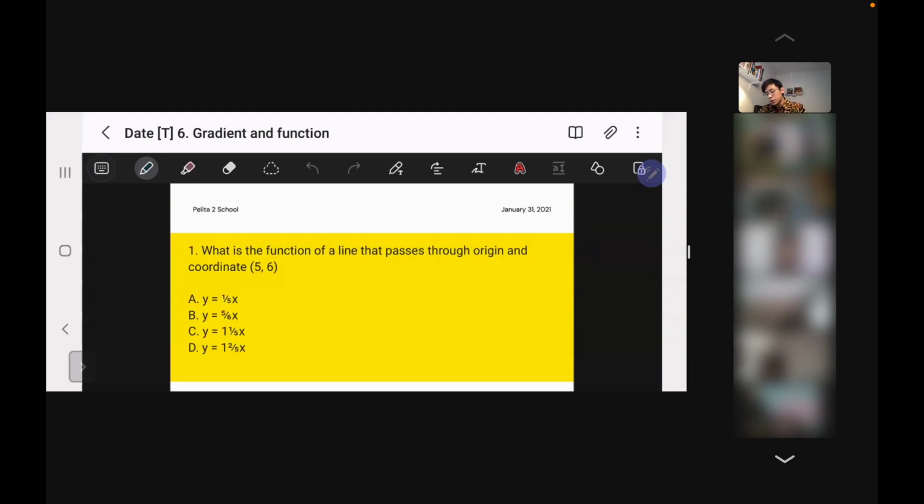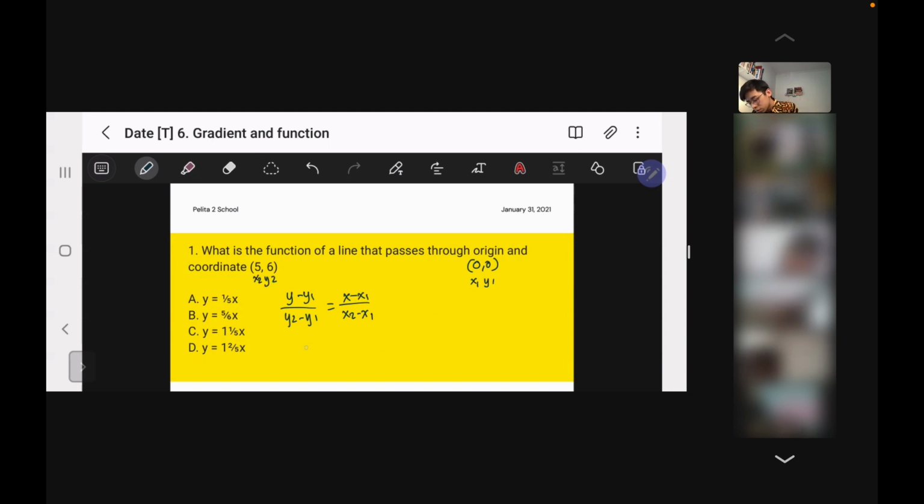What is the function of a line that passes through origin and coordinate 5,6? Origin is 0,0. So you can basically use the equation, the formula, which is (y minus y1) divided by (y2 minus y1) equal (x minus x1) divided by (x2 minus x1). So label them first. Let's say this is x1, y1, this is x2, y2.